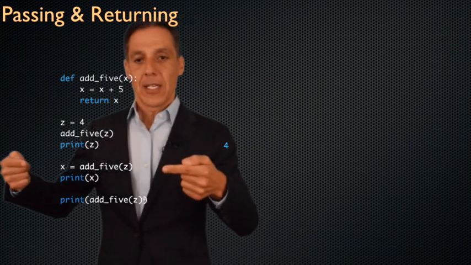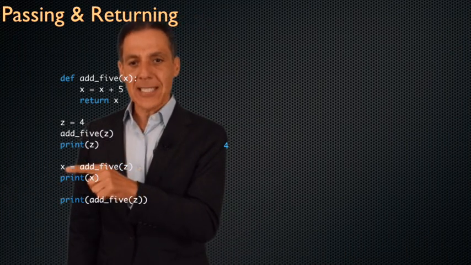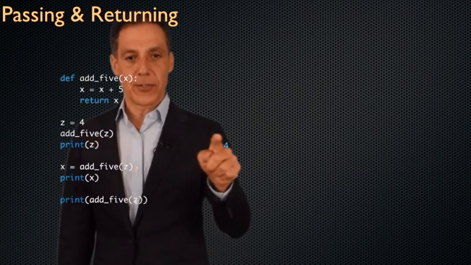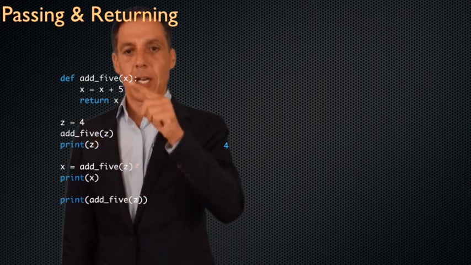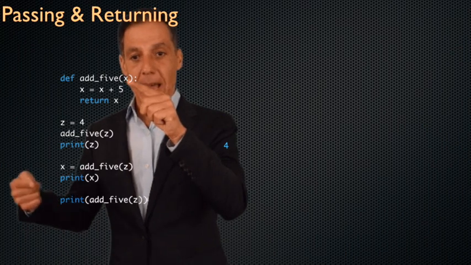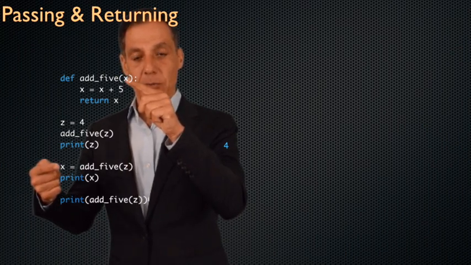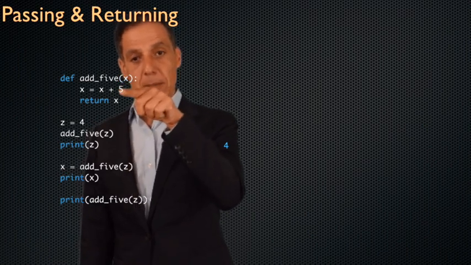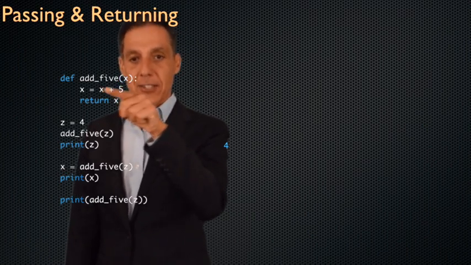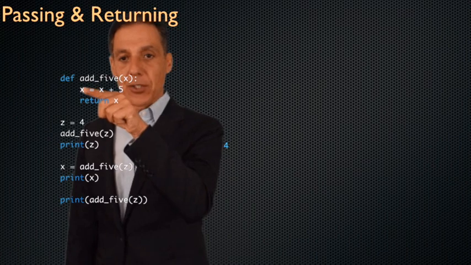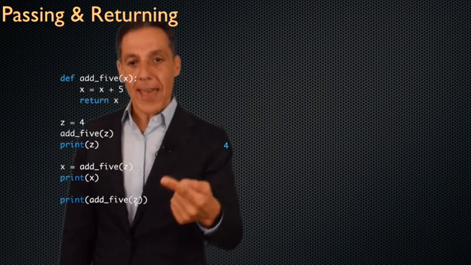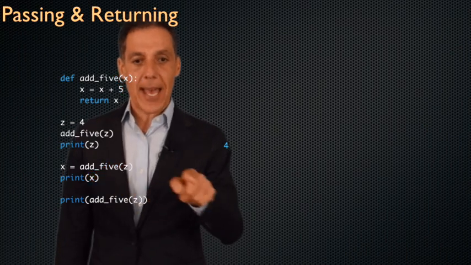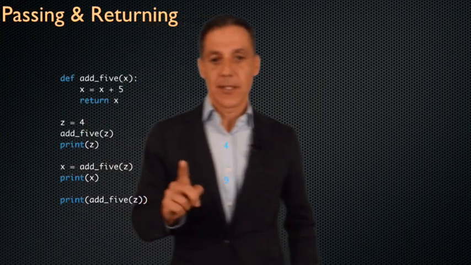All right, now let's look at this. X is equal to add 5 of z. Z, of course, is still 4. We've just established that. So 4 comes in. This x, do not confuse this x, by the way, with this x. We'll get back to that in a little bit. This parameter, which is a local parameter to this function, gets incremented by 5. I return 9. That gets shoved into that x. And now, of course, when I print x, I'm going to get 9.